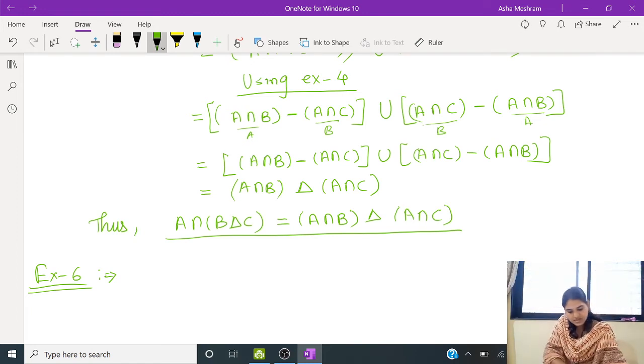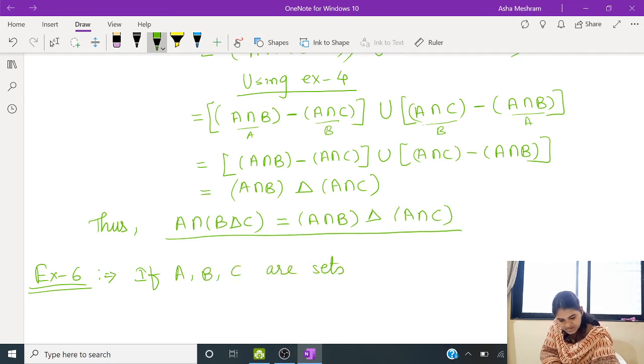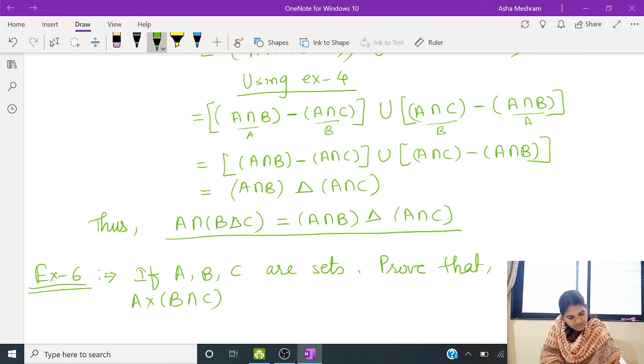Example number 6. If A, B, C are any given sets, then prove that A cross (B intersection C) is equal to (A cross B) intersection (A cross C).